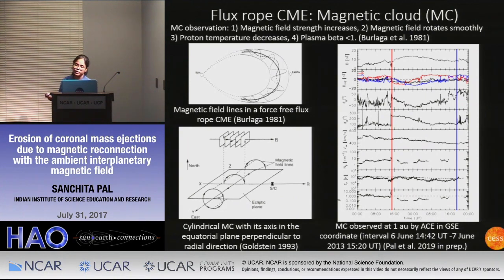And next is the plasma beta. As it is a flux rope, it is very common that the plasma beta should be less than 1, because the gas pressure there is lesser than the magnetic field pressure. So by this we identify that the magnetic cloud is present in the solar wind.